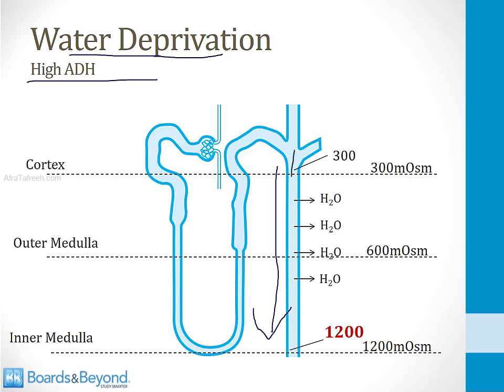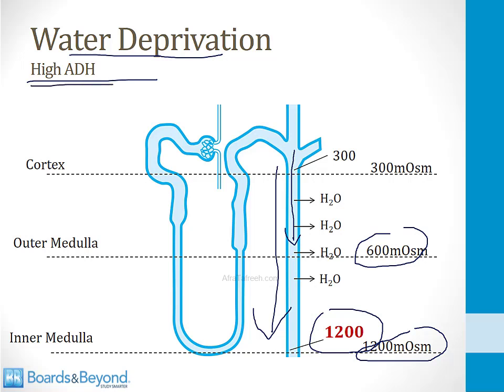As a result, as tubular fluid moves down, it will equilibrate with the surrounding interstitial osmolarity. So that fluid osmolarity will rise to 600 in the outer medulla and to 1200 in the inner medulla. As a result, you will excrete very concentrated urine with an osmolarity of 1200 milliosms, and that's appropriate. You don't want to secrete much free water. You want to secrete mostly just solutes and hang on to all the free water you can. And that's what happens in water deprivation when ADH levels are high.